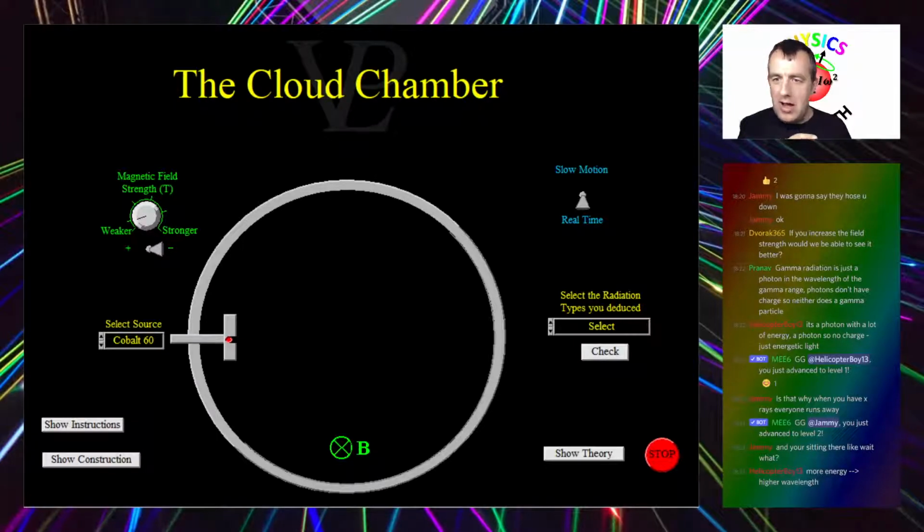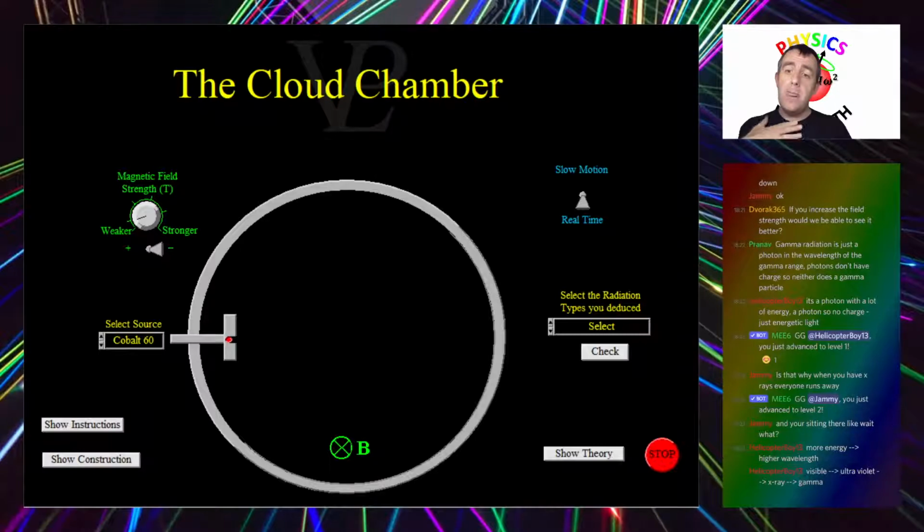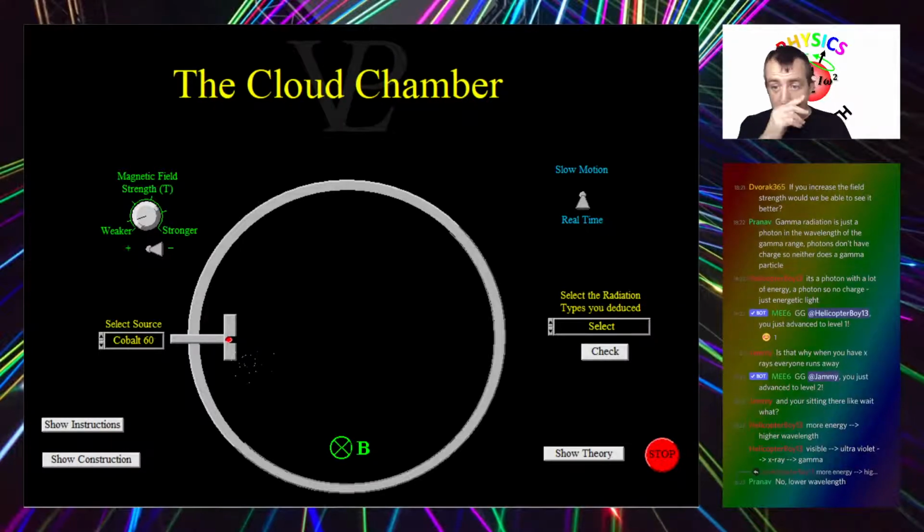Is that why when you have X-rays, everyone runs away? Yeah, exactly. Because X-rays are ionizing radiation. They're very, very high energy. And some helicopter boy, that's true.